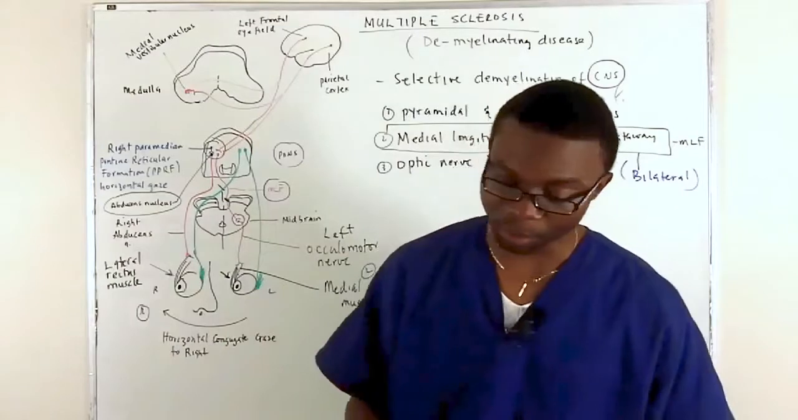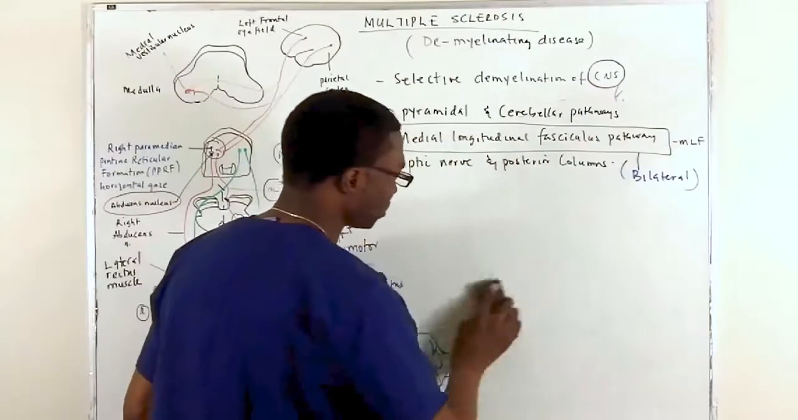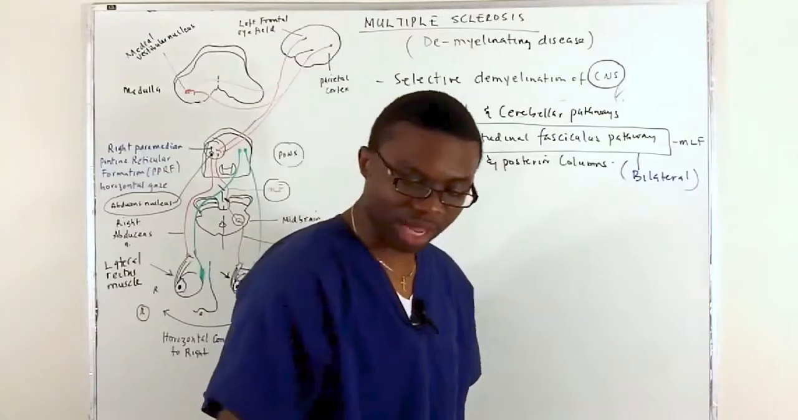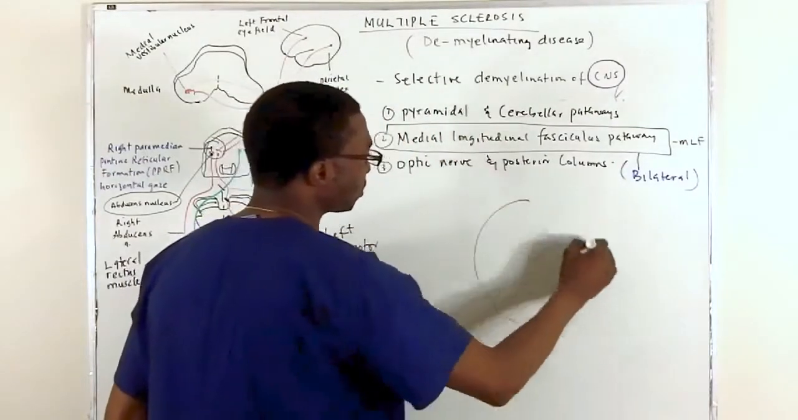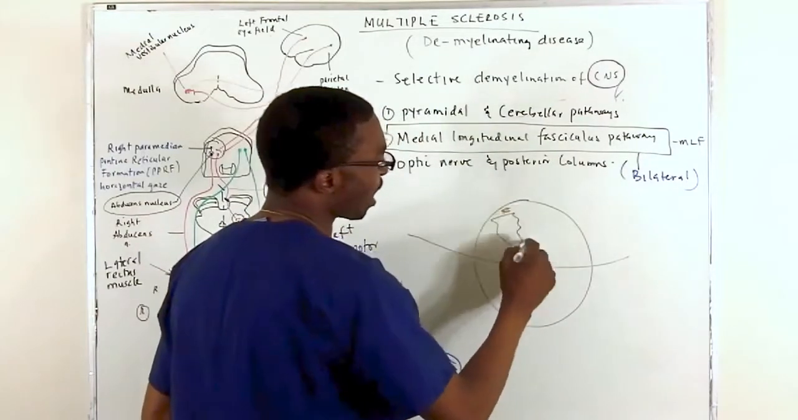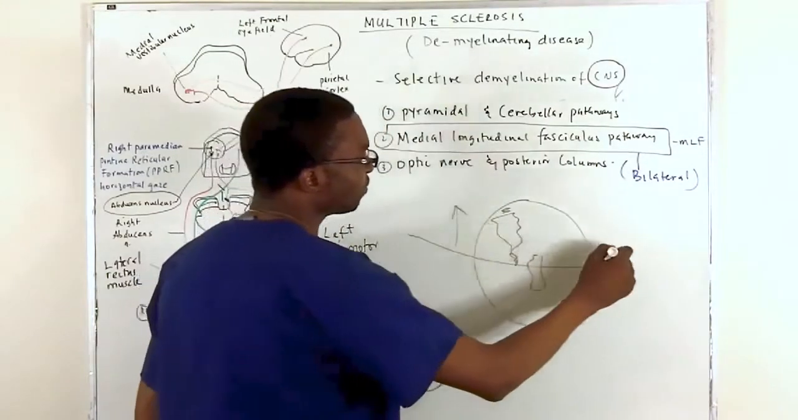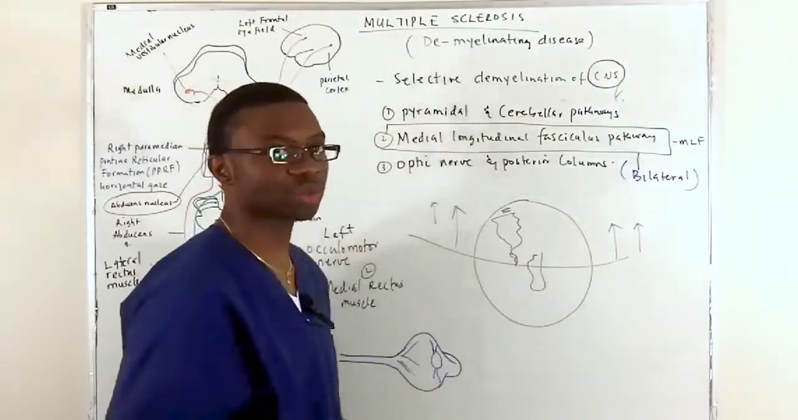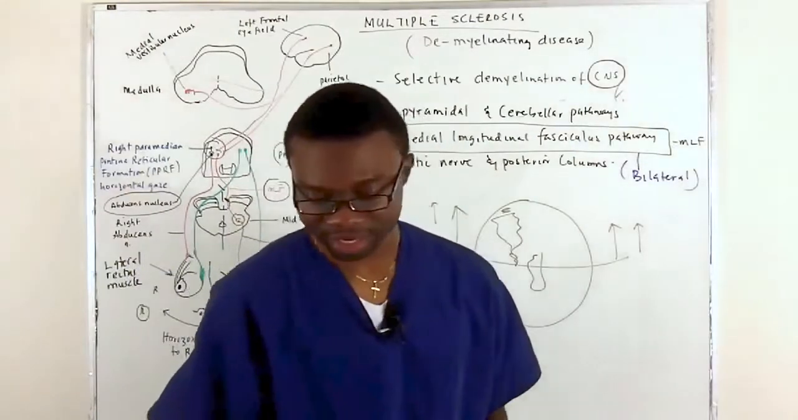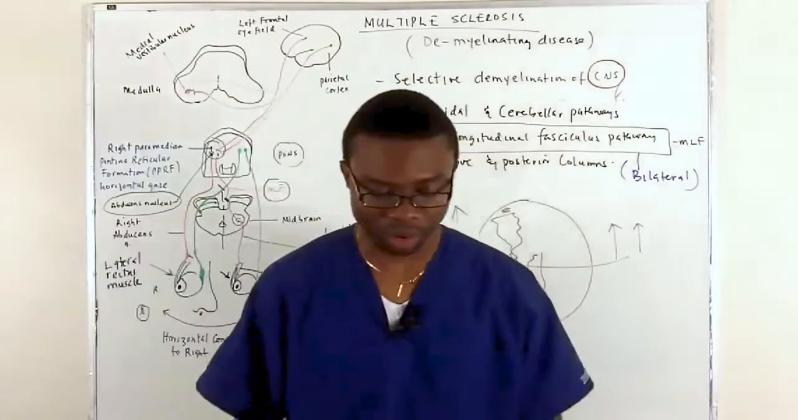Now, the incidence of multiple sclerosis is very low in people that live below the equator. So people that live in Africa and all of sub-Saharan Africa do not develop multiple sclerosis. So if I draw the world, this is the globe, and this is the United States and Canada on top, and we have Brazil, and then we have Africa. Basically, people that live above the equator are more susceptible to developing multiple sclerosis compared to the people that live below, and the incidence is very high in people that live in this part of the world.